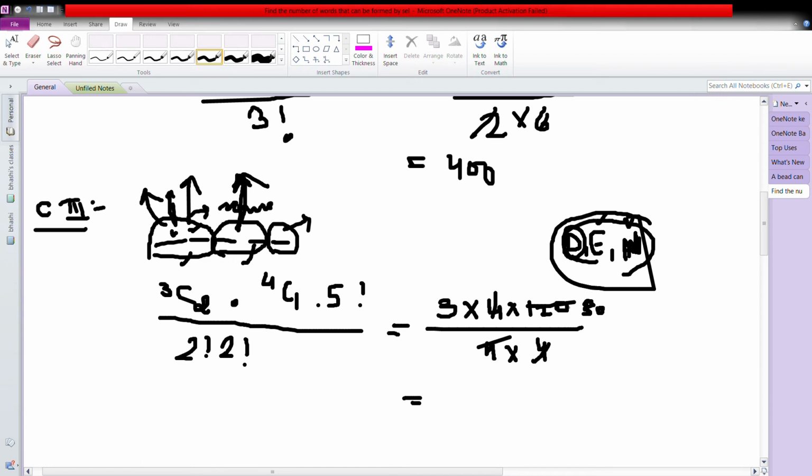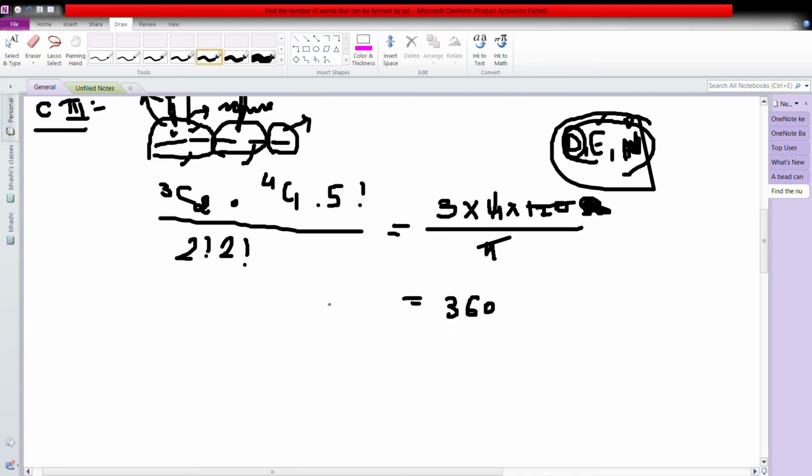Sorry, I don't know why I wrote 4 again. 2 factorial is 2, 2 factorial is 2, so the denominator is 2 into 2, which is 4. We need not write this, this is wrong. We have to multiply 12 into 3, which is nothing but 360. Sorry. So our case 3 is solved with some error, and our case 3 is also made.